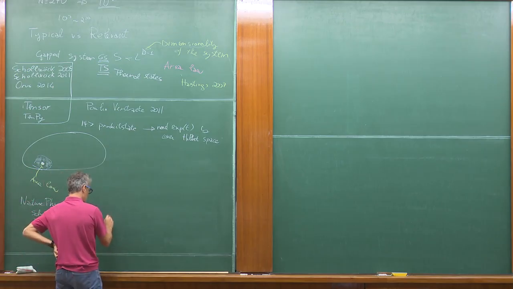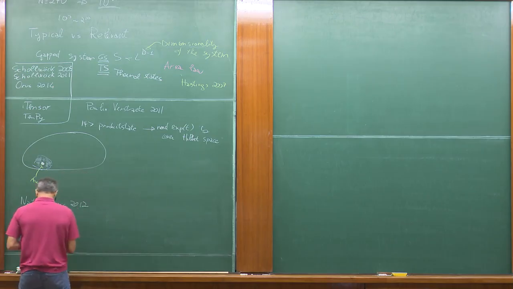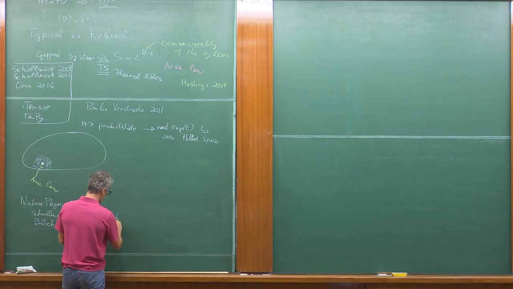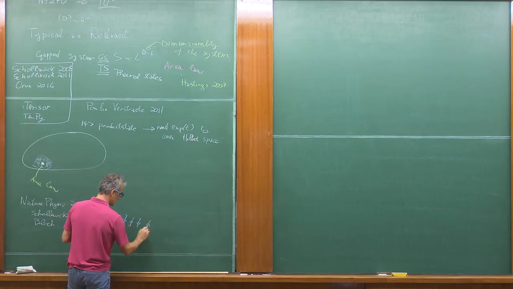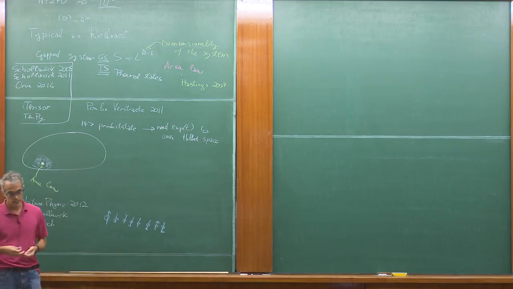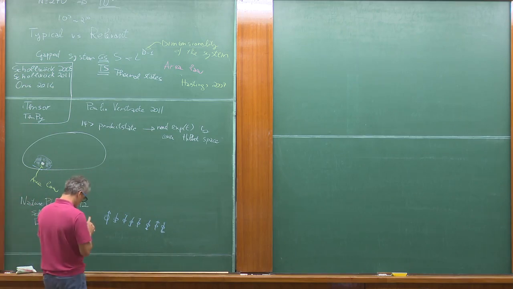The spins are set up, down, up, down, up, down, up. So this is the initial configuration. And then they quench it, let it evolve, and they measure the imbalance.